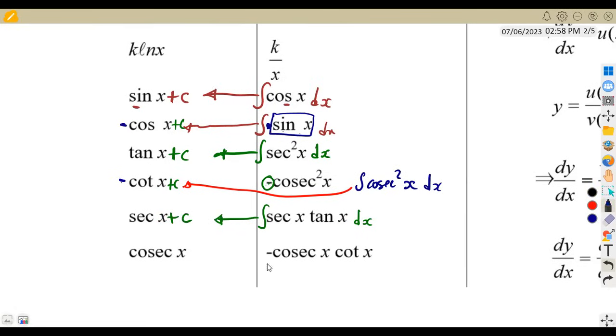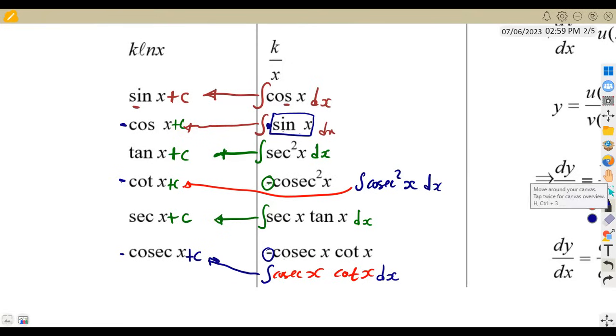All right, the same thing here, there is a negative, so we want to make this a positive. We introduce a negative on this side. So meaning to say, we are going to remain with the cosec x cot x like this. So what it simply means, we are saying the integral of cosec x cot x with respect to x is going to give us negative cosec x plus the constant of integration. So this is how you reverse your integrals.